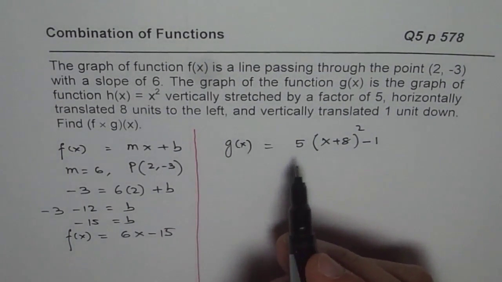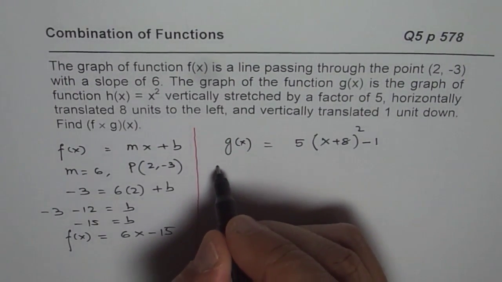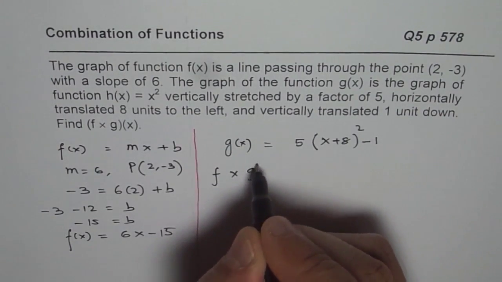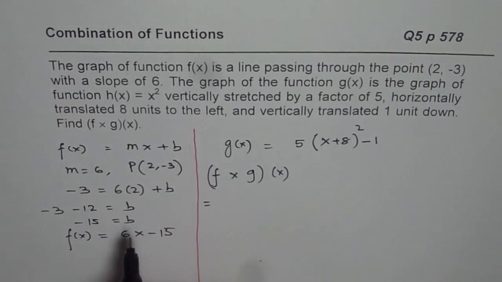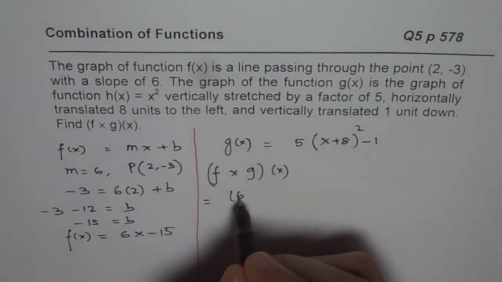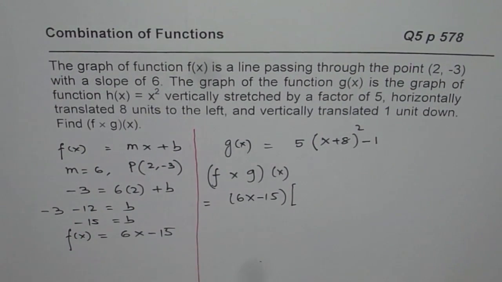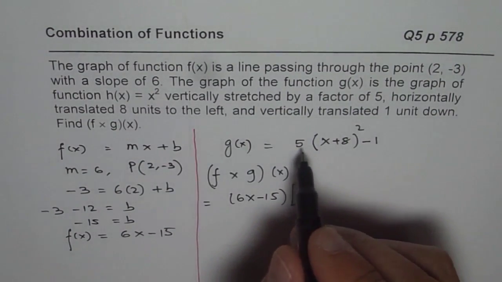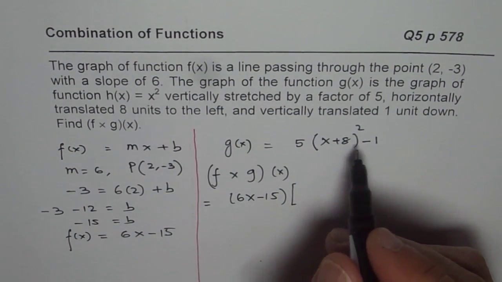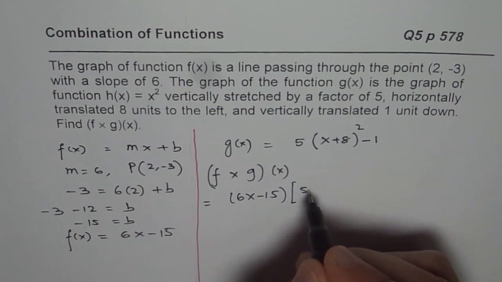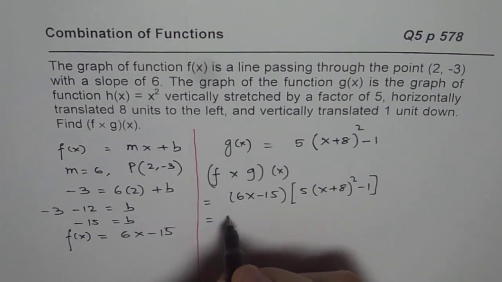Now we know both the functions. Let us now find out what is f times g of x. So basically we need to find the product of these two functions, f times g of x. This is what we need to find. So we can write this as f, the linear function, which is 6x minus 15, multiplied by the given function, which is 5 times all this. We can also expand and simplify, so that could be another way, but broadly speaking, we could write this as (x plus 8) whole squared minus 1. Let me now expand and write it down.